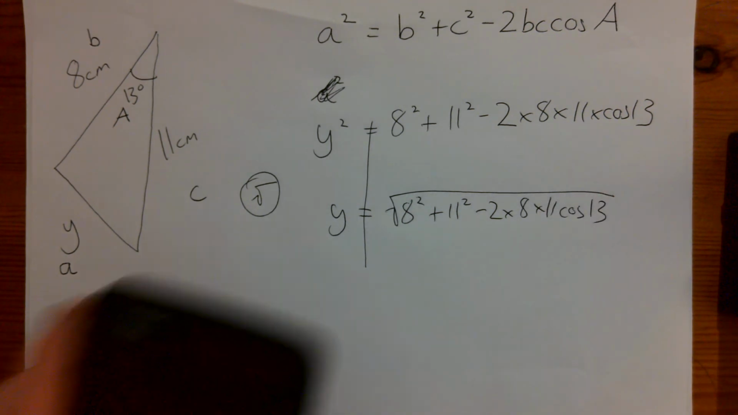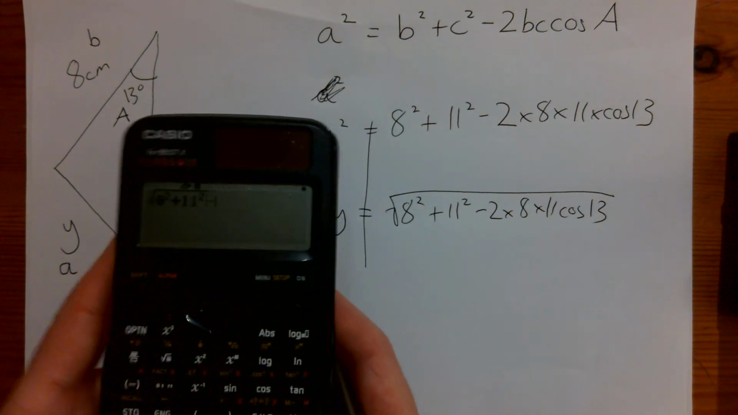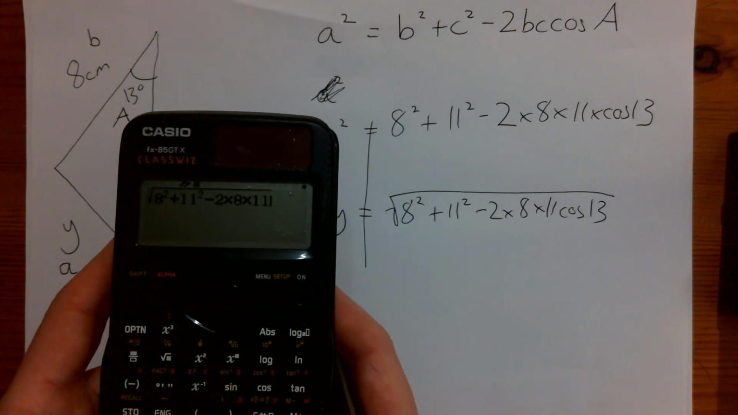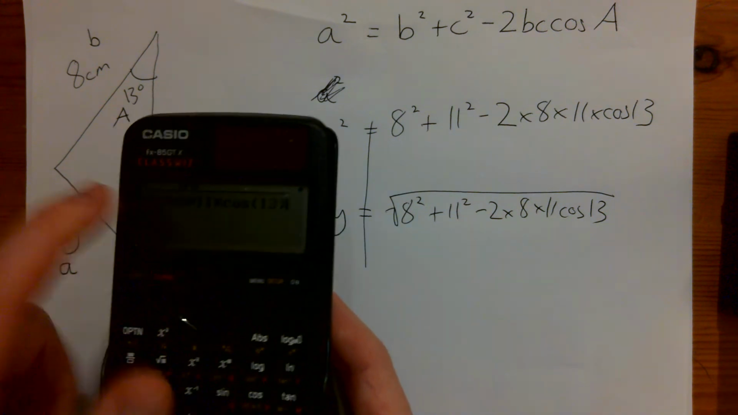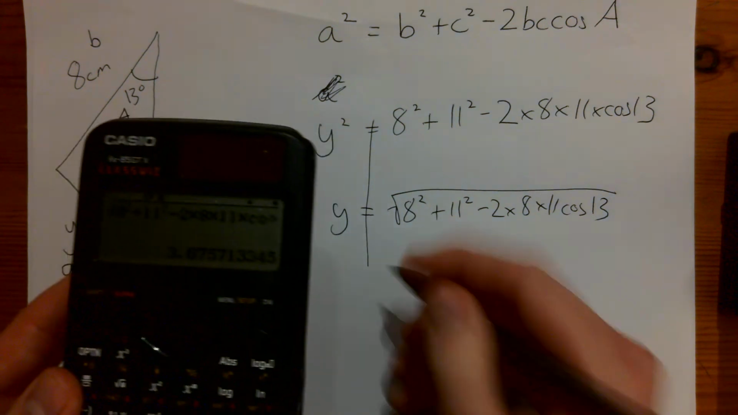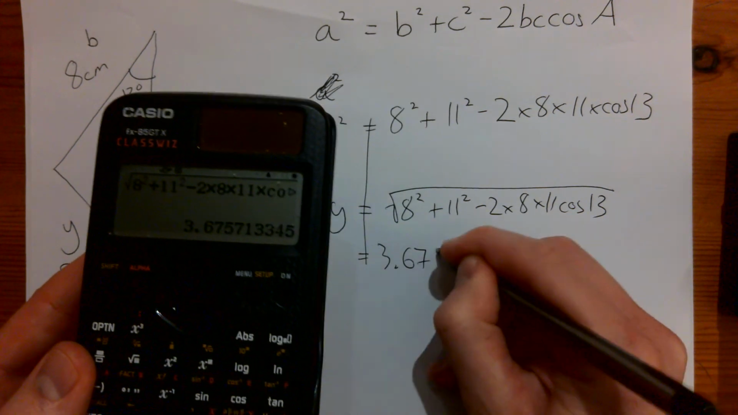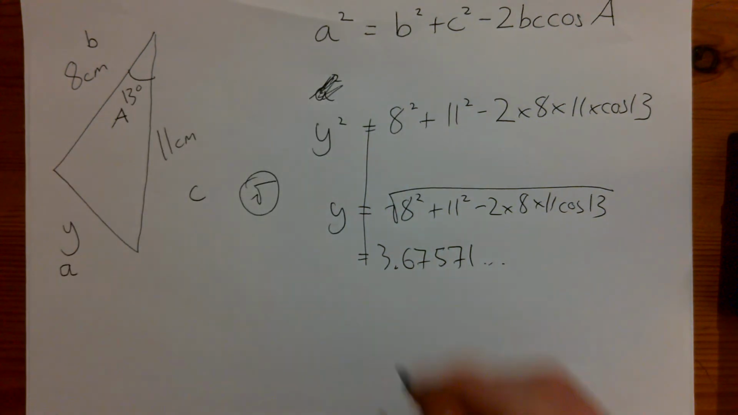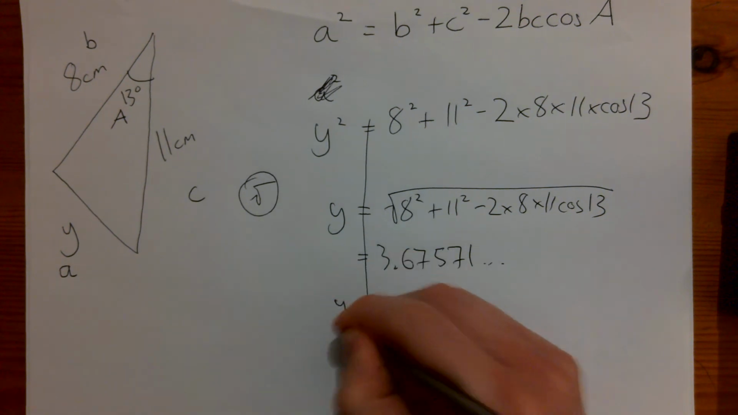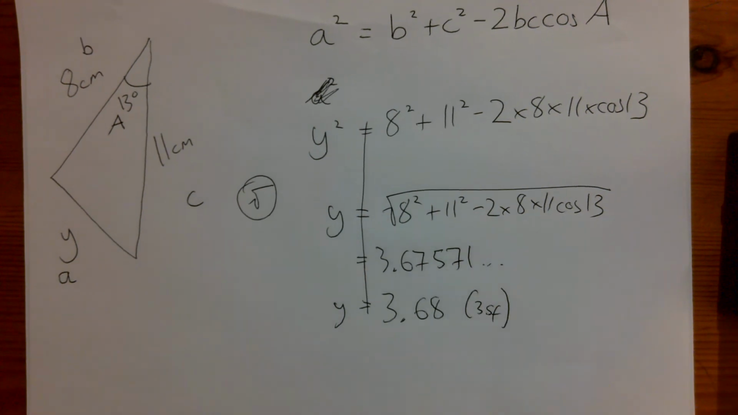And again, I'm just going to quickly type that in my calculator. Cos of 13. Making sure my calculator is in degrees mode, and I can see that's given me 3.67571. I'm going to write that bit before I round it first, just in case I make any rounding mistakes, so I've got that nice clear answer. And then if I haven't been asked what to round it to, I'm going to do 3 significant figures again, 3.68 in this case.